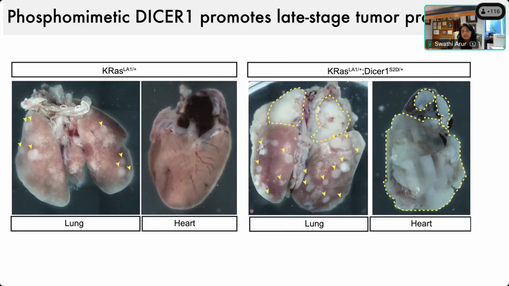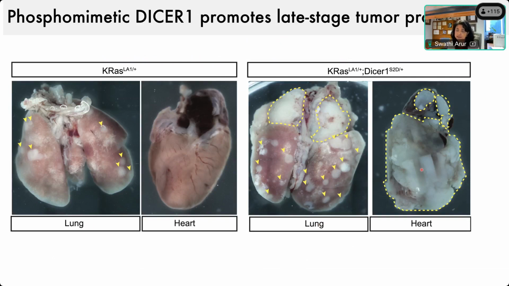And here what you're looking at is that in just heterozygous KRAS, you see lung tumor lesions which don't spread to other organs. Like in this case, the heart is completely uninvaded by tumors. Whereas in the double mutant, we found tumors that had invaded every organ, including the brain, and in this case, the heart, where the heart is completely covered by these metastatic tumors.